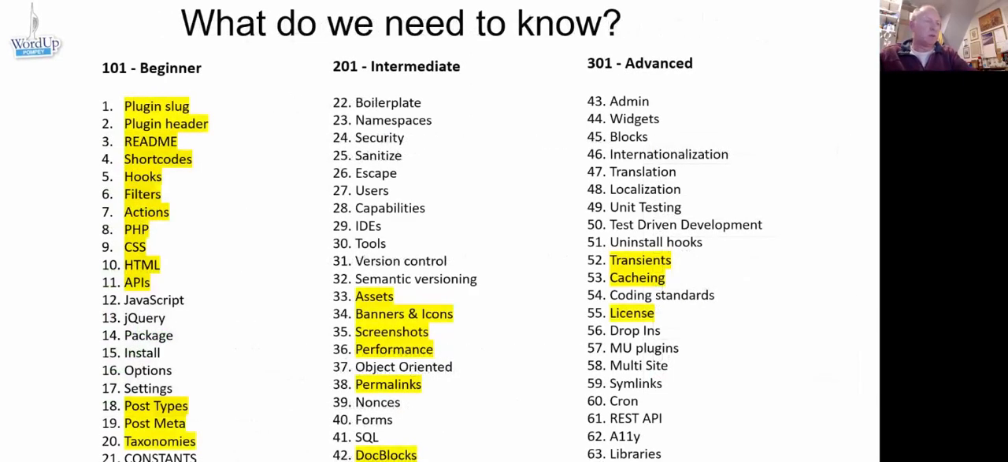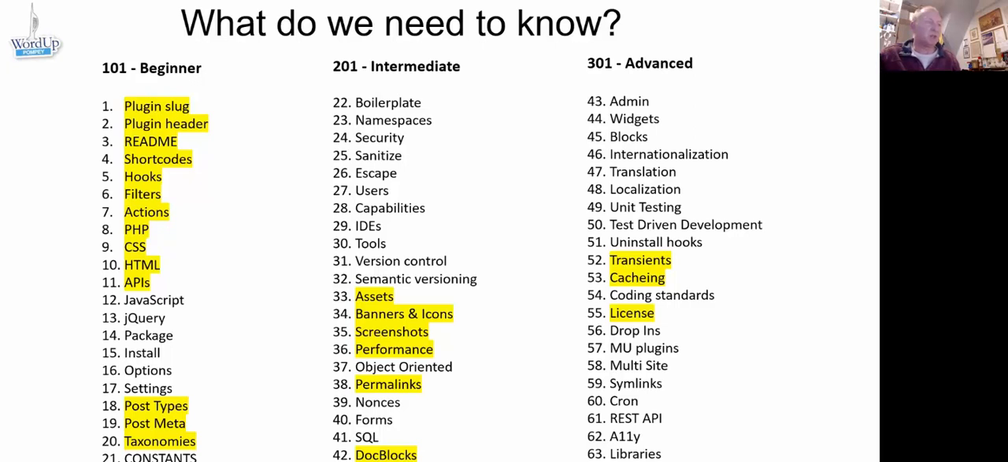Right. Now, what do we need to know in order to write a plugin? I've listed these things ordered so that, if you're a beginner, you'll need to know those things on the left. If you're going to do some intermediate plugin development, then you might be getting involved in the next 21 items. And if you're going to do some advanced plugin development, then you're going to have to get involved in those different things. Now, the highlighted things in yellow are the things that we have actually got involved in in this plugin.